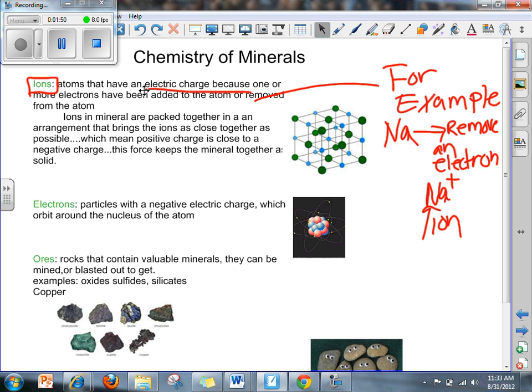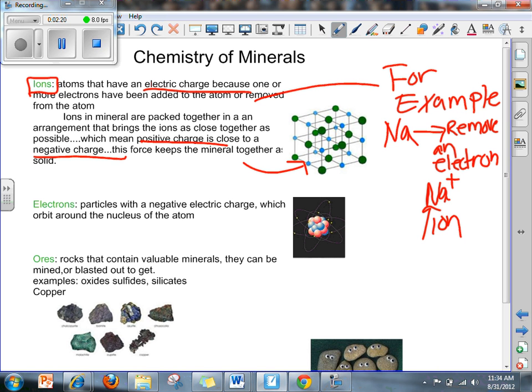Ions in minerals are packed together very tightly in an arrangement. They go close together, and the positively charged ones are usually going to be close to negatively charged ones. So we know that opposites attract, and positive charge likes to go with negative charge. This opposite charge, positive next to negative, keeps the mineral together as a solid.